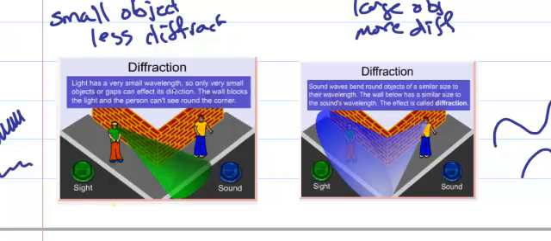So light has a very small wavelength, and only small objects or gaps can affect its direction. Sound waves bend around objects of similar size to their wavelength, so the wall is similar to a wavelength.